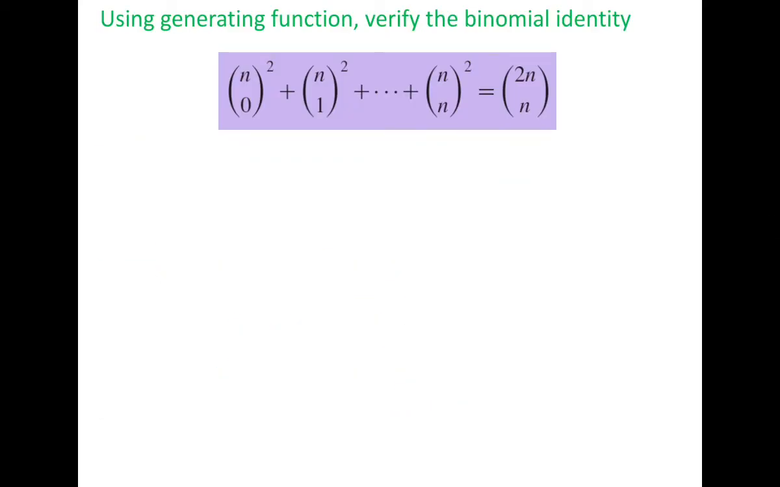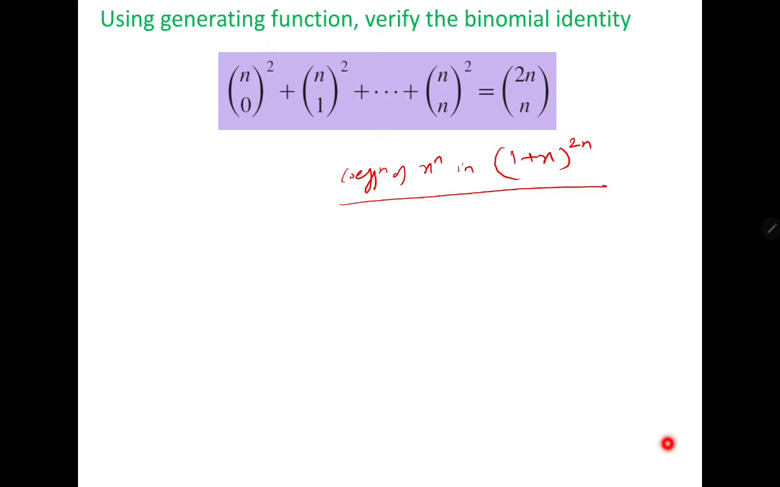Using generating function, verify the binomial identity. This one is quite simple, but we have to use the generating function. The only thing to identify is what the generating function looks like. The right hand side is selecting n objects out of 2n objects without repetition, so the binomial function comes into the picture. So (1 plus x) raised to the power 2n, and it is the coefficient of x raised to the power n in (1 plus x) raised to the power 2n.